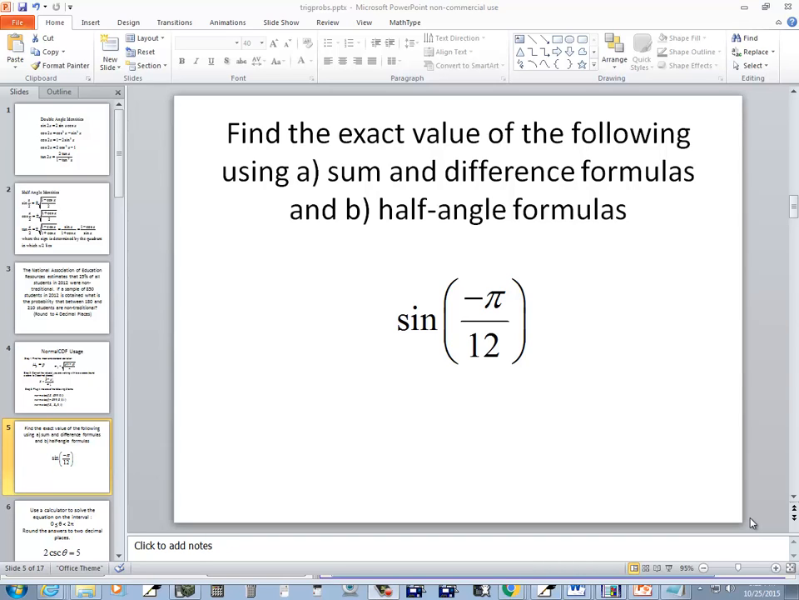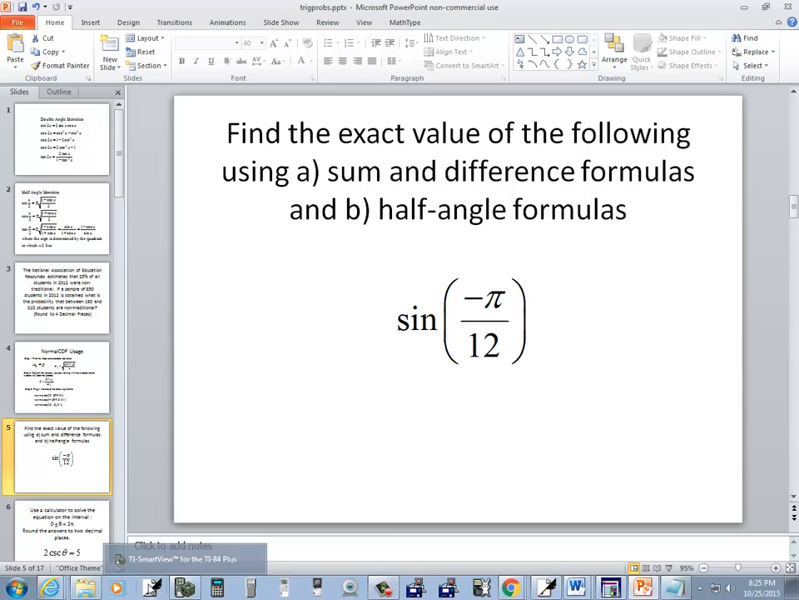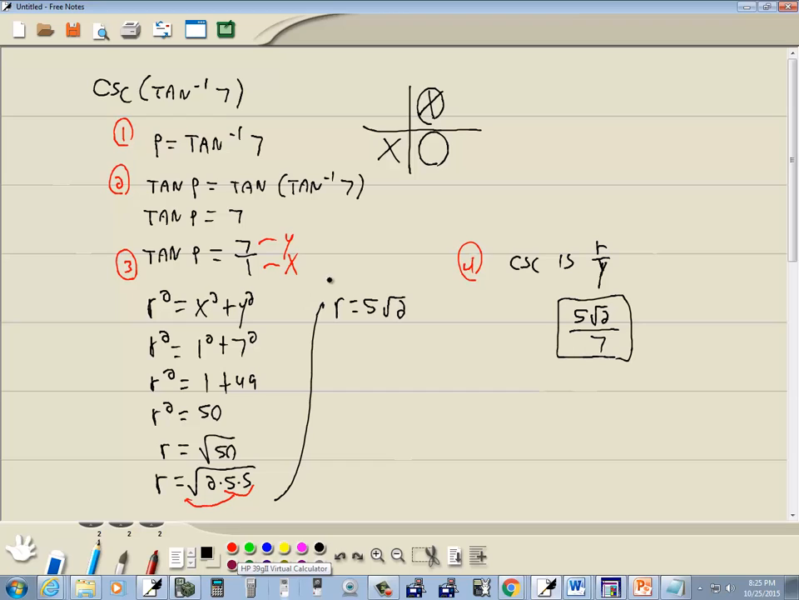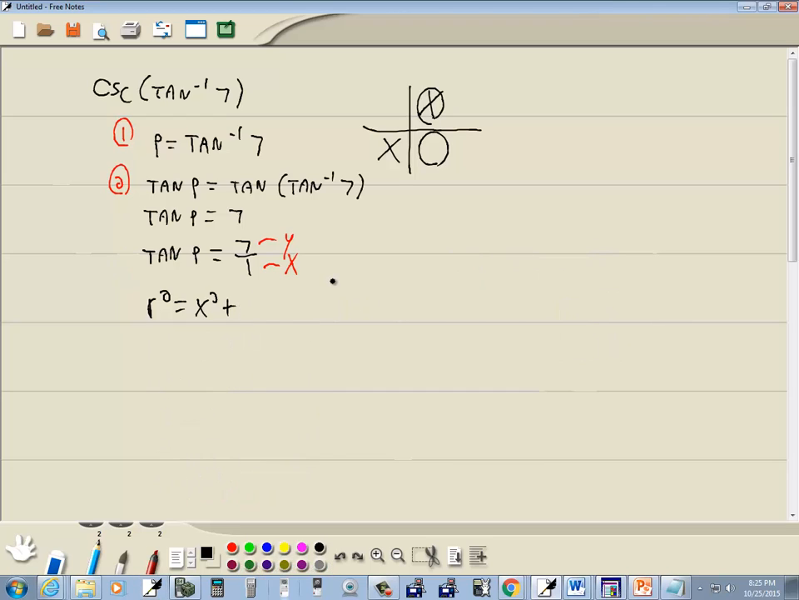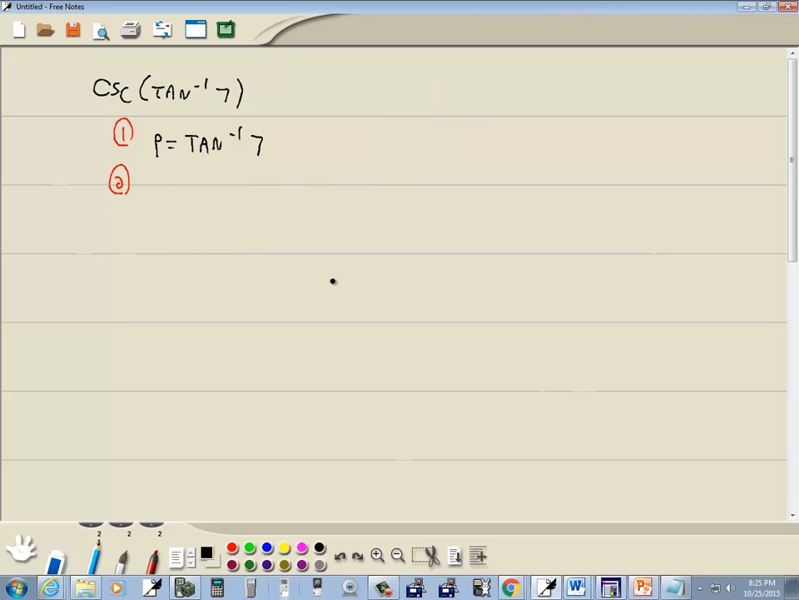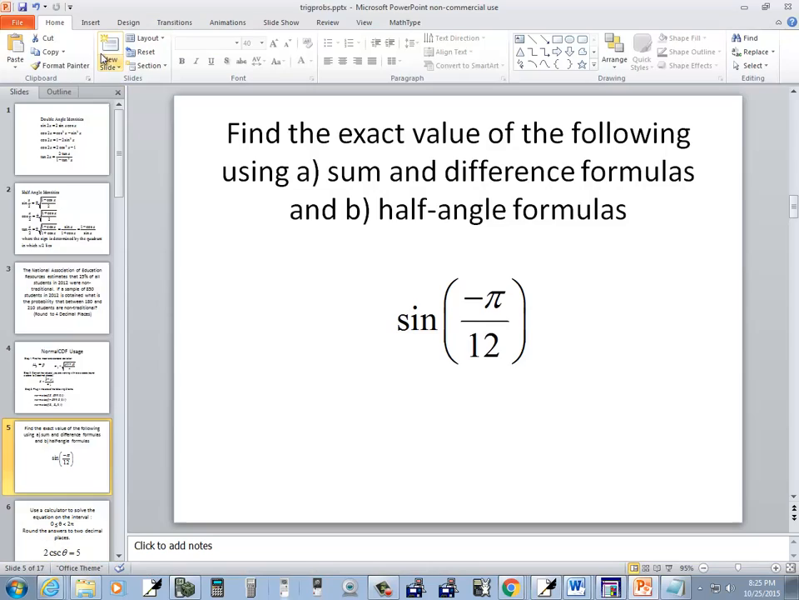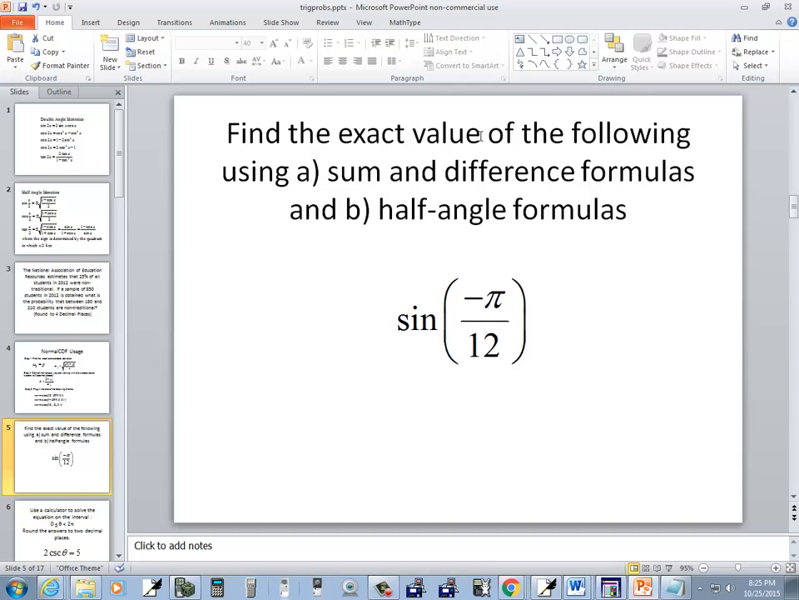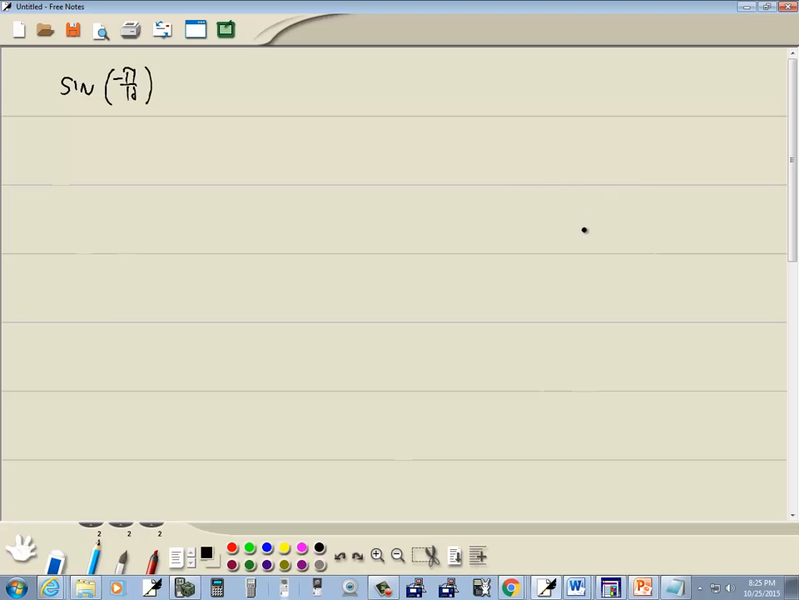Let's take a look at this problem. We got sine of negative pi over 12. And it says find the exact value of the following using sum and difference formulas. So let's first start off with that.